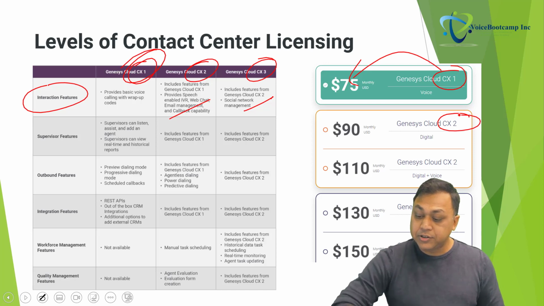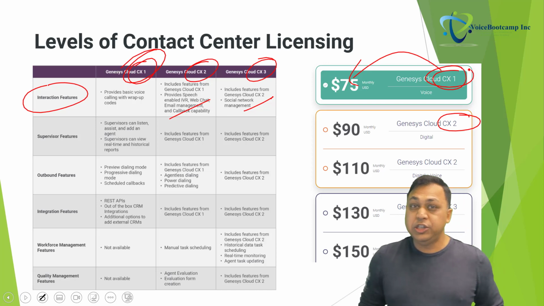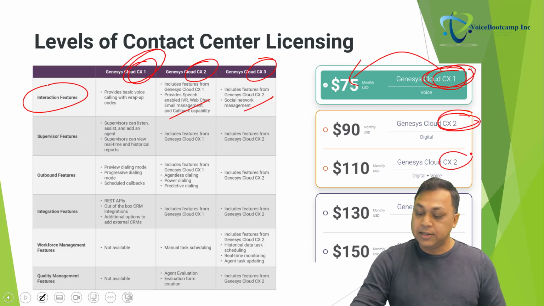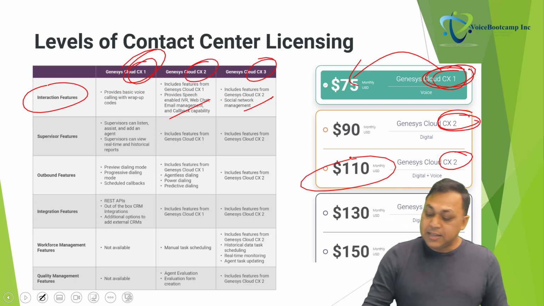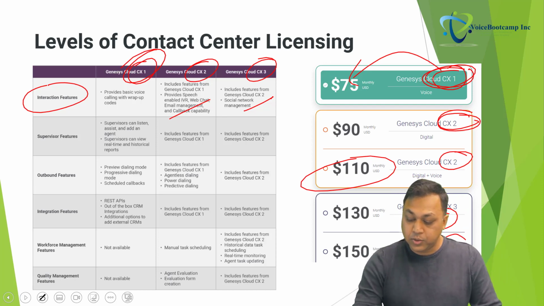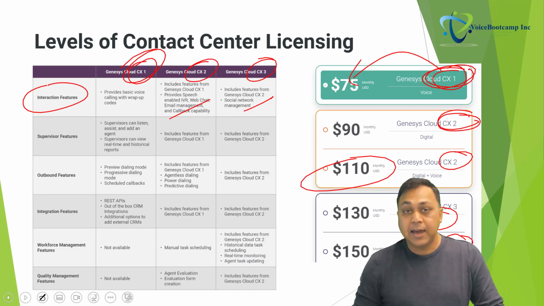Now, the Genesys CX1 license only gives you voice. But if you want voice and digital, digital meaning email or web chat, then you would need the CX2. Instead of buying CX1 and CX2, you can buy a CX2 license with digital and voice together, which pays about $110. CX3 will give you digital and WEM, workforce management, as well as the full package of the CX3, which will contain digital, voice, and WEM.